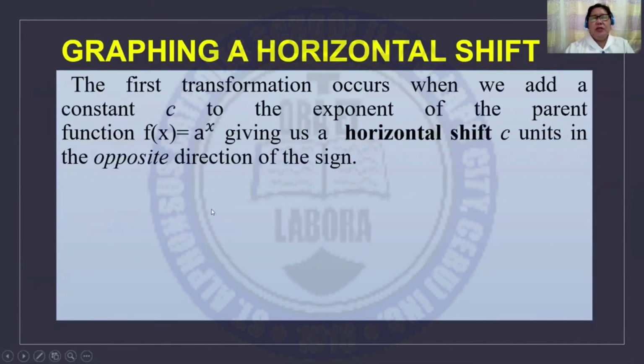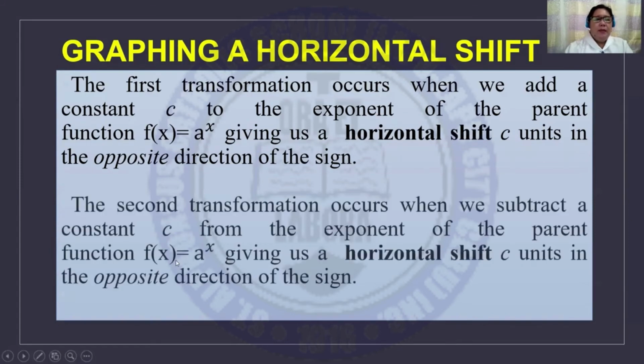The first transformation occurs when we add a constant c to the exponent of the parent function f of x is equal to a raised to x, giving us a horizontal shift c units in the opposite direction of the sign. And the second transformation occurs when we subtract a constant c from the exponent of the parent function, giving us a horizontal shift c units in the opposite direction of the sign.